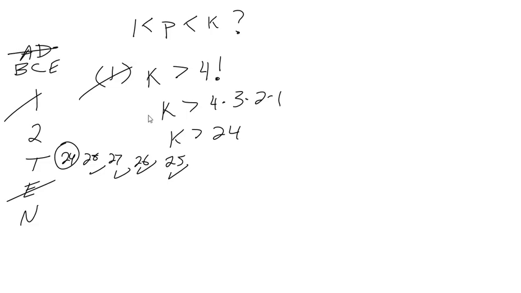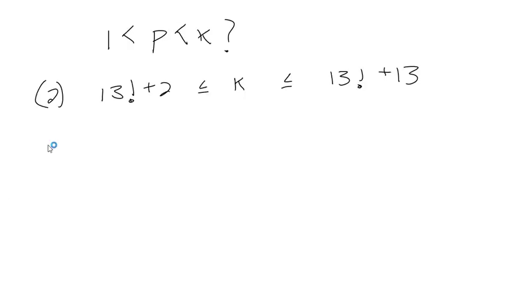Now, statement 2 is really interesting and more complicated. I'll do a new slide for statement 2. We have k a number greater than or equal to 13 factorial plus 2, but less than or equal to 13 factorial plus 13. And you wonder, is k a prime number or not? Which is the same as asking, can k be divided by a number other than 1 and k itself? So k could be 13 factorial plus 2, plus 3, plus 4, etc., all the way up to 13 factorial plus 13. Do we know for sure whether or not k is a prime number?